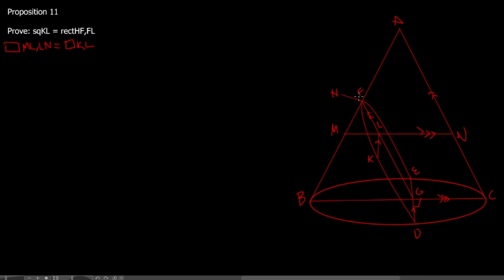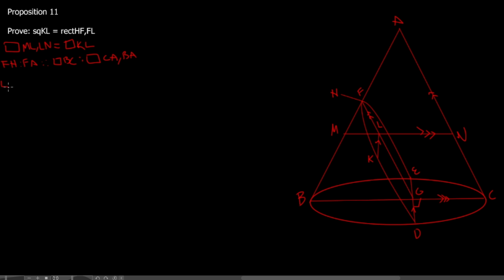The other thing we're going to start out with is how we constructed FH. If you remember, the enunciation told us that FH is to FA as the square on the base of the axial triangle is to the rectangle made from the other sides of the axial triangle. So that's CA, BA. Okay, so those are the two things we're going to start out with.